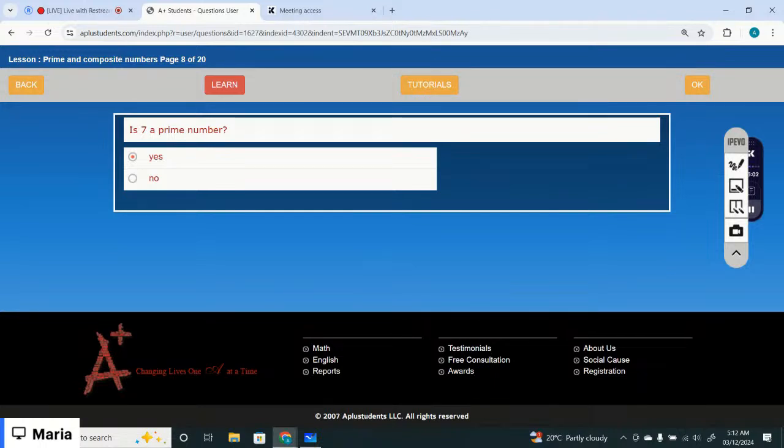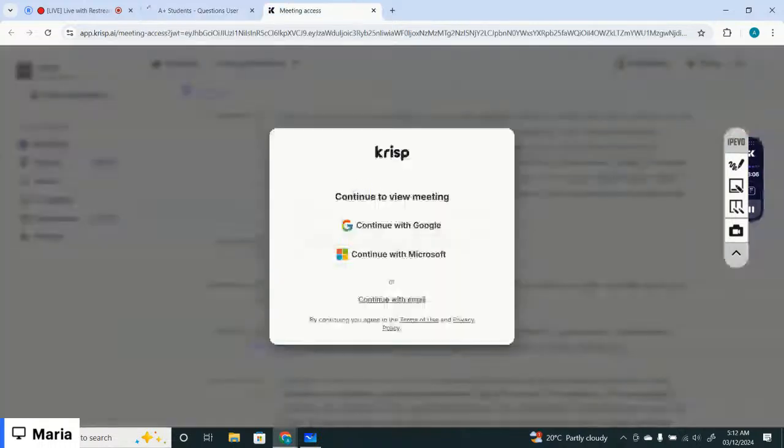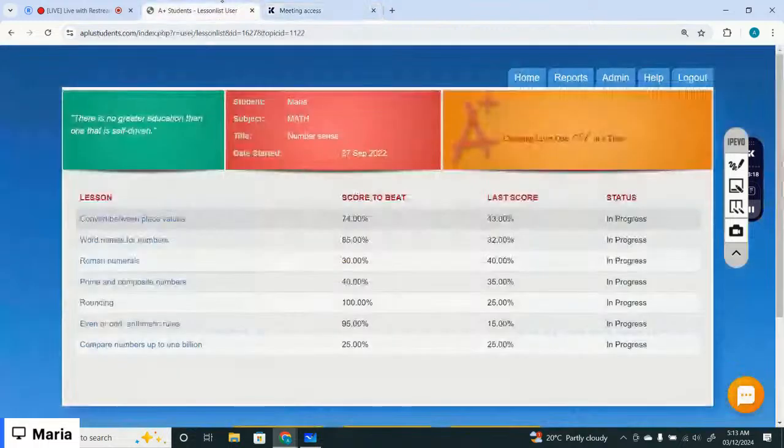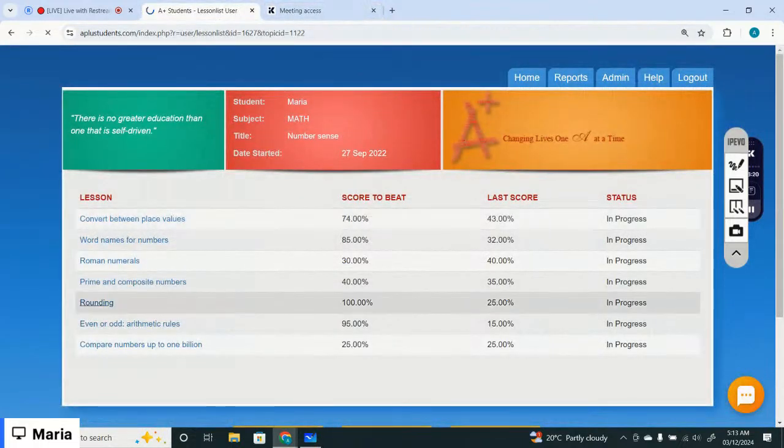Let's just move on to next lesson. You can complete the lesson by yourself later today. The next lesson is rounding. Let's just start with the lesson.